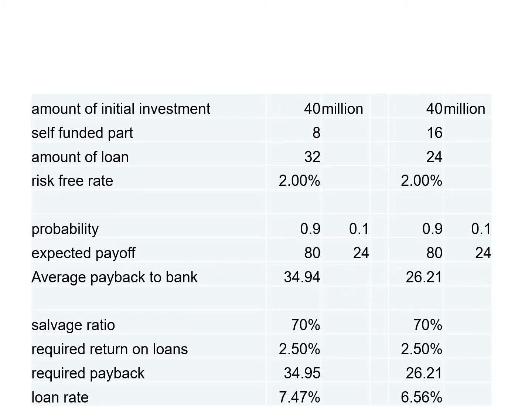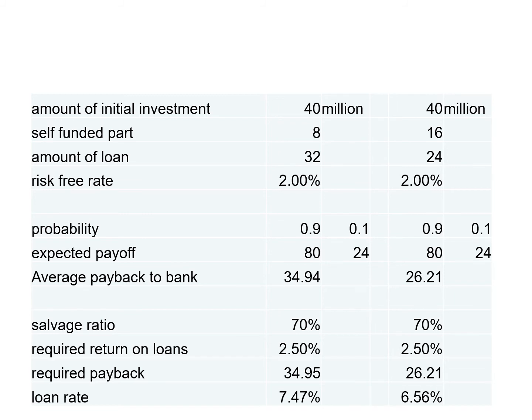Self-funded part, in one case is 8 million, in the other case is 16 million. So the amount of loan in one case is 32, this is 40 minus 8. In another case it's 24, this is 40 minus 16. And the risk-free rate or the bank's funding cost is 2%.